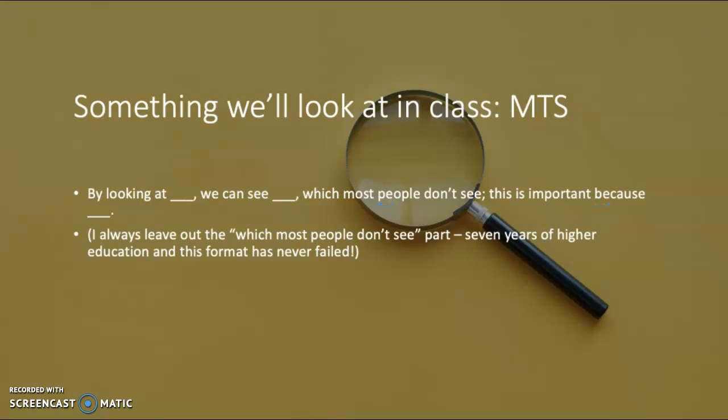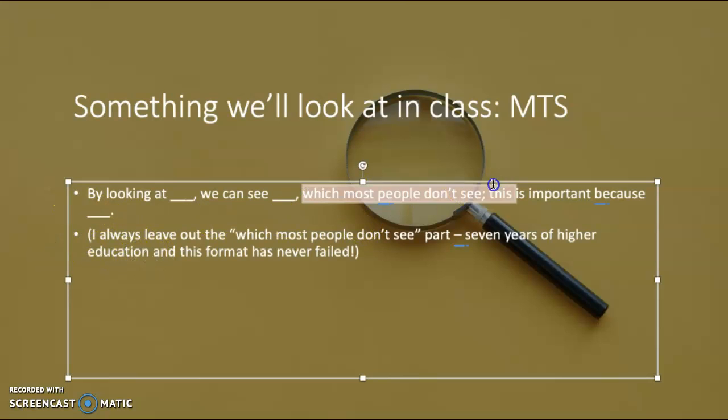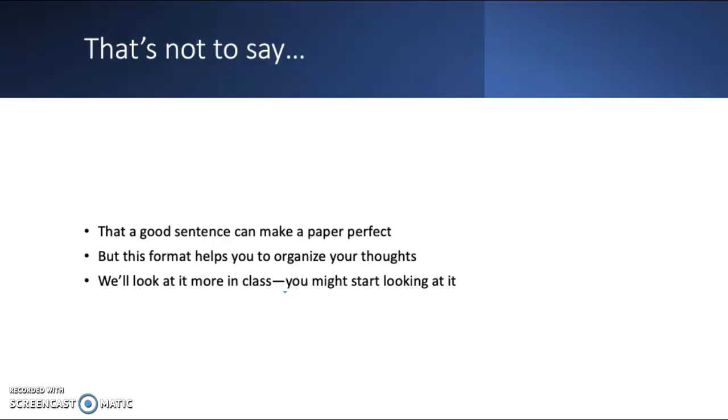So those are 4 of the 5 ways of looking at a thesis, 4 of these tips. And the 5th one is, I think, the most useful and something we're going to spend more time on in class, but that is the magic thesis statement. And that format is, by looking at blank, we can see blank, which most people don't see. This is important because blank. So I always leave out this "which most people don't see" part because it doesn't sound like my voice when I'm writing, but this format is really, really useful.